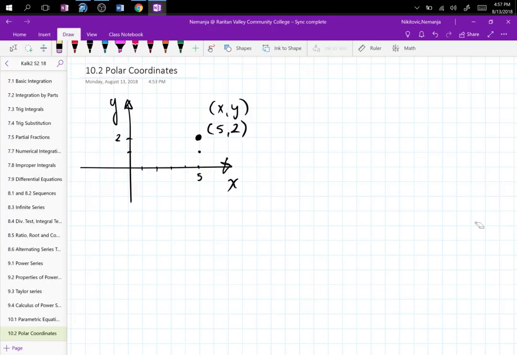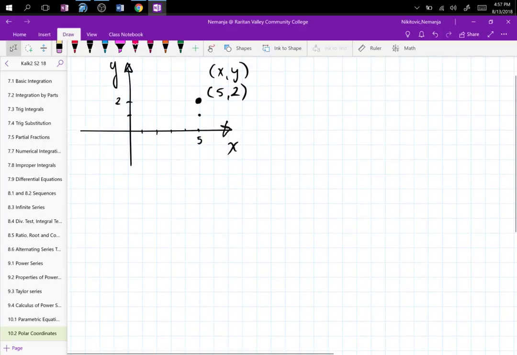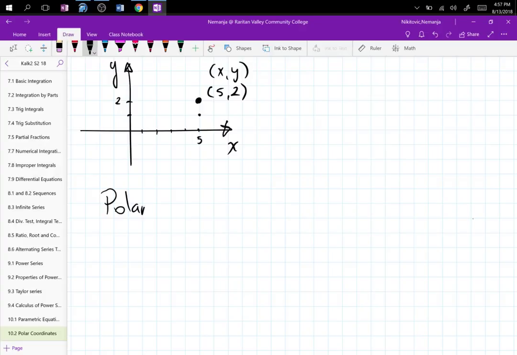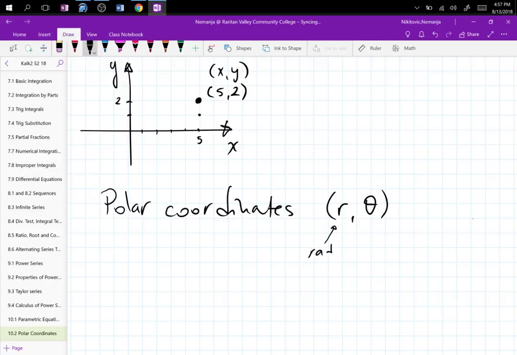Polar coordinates are also done on the xy coordinate system, but the way to get to the point is different. So this is the way polar coordinates are. Polar coordinates have a point given as (r, theta), r meaning the radius, and theta being an angle.